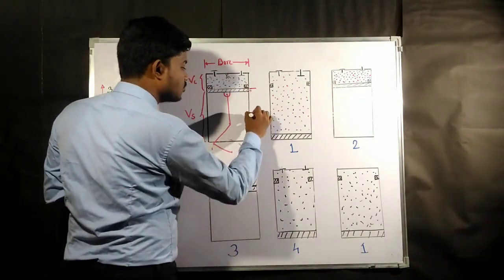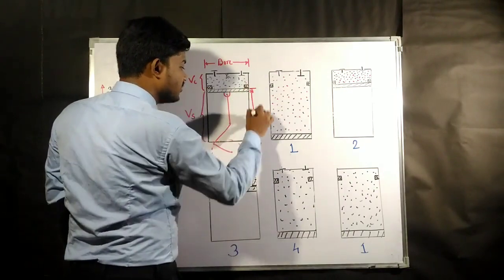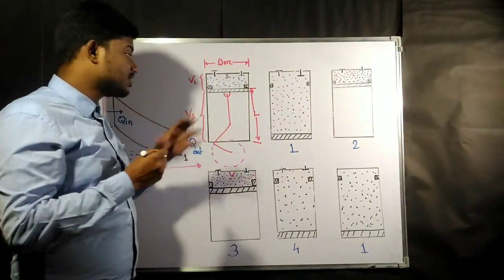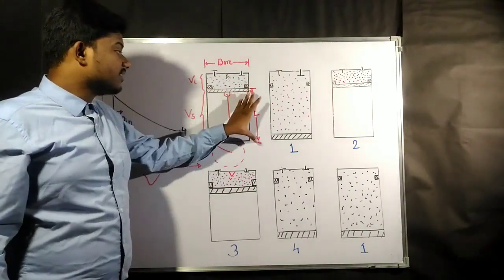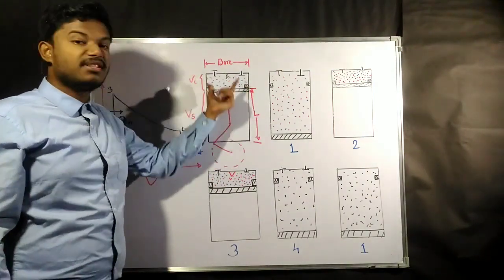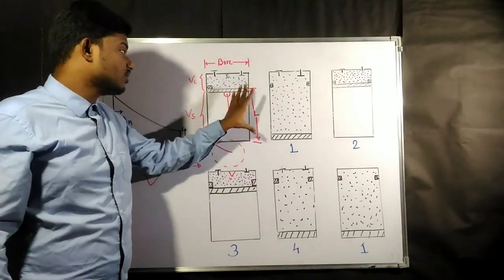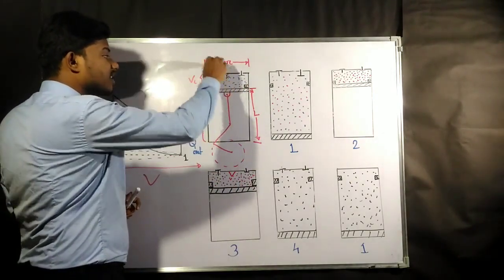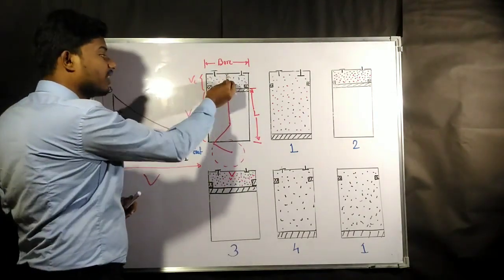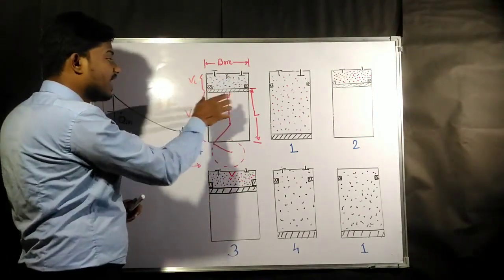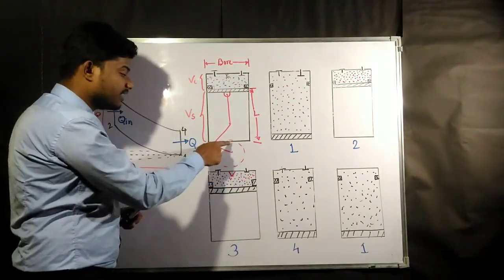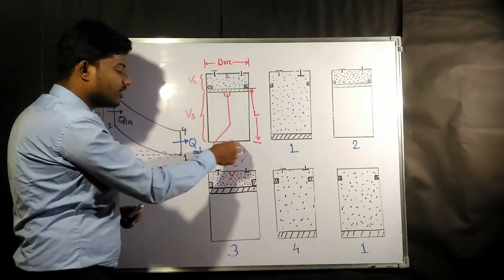This is the stroke length. Stroke length is the length through which the piston travels. And the volume up to where the piston cannot move, or the volume which is provided for safety, is known as the clearance volume.